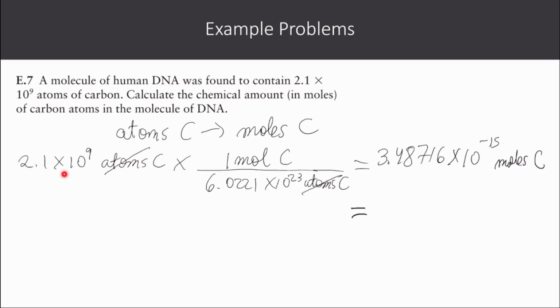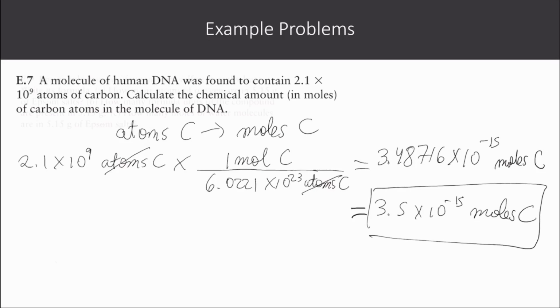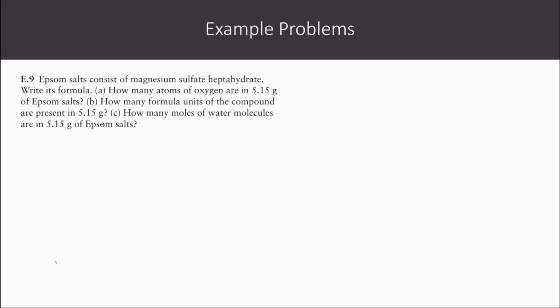Notice that we start with two significant figures, so our final answer must have two significant figures. So we look at the first and second digit, and the third one is an 8, so it will round up the 4 in the second digit. So we will get 3.5 times 10 to the negative 15 moles of carbon, and that's our final answer. Let's move on to the next problem.